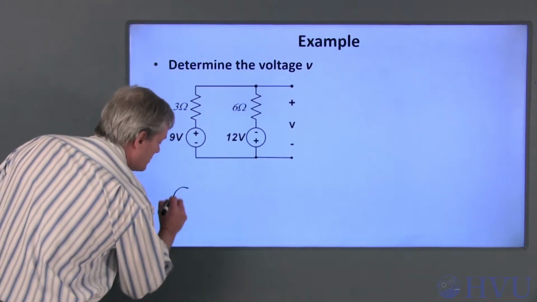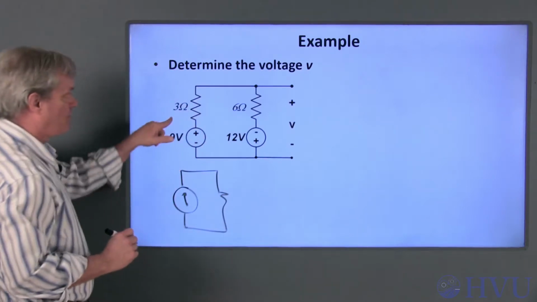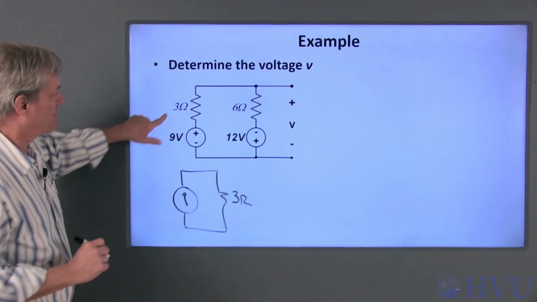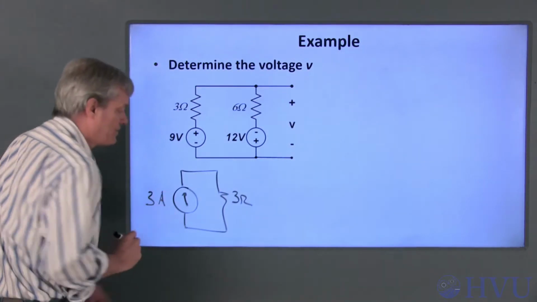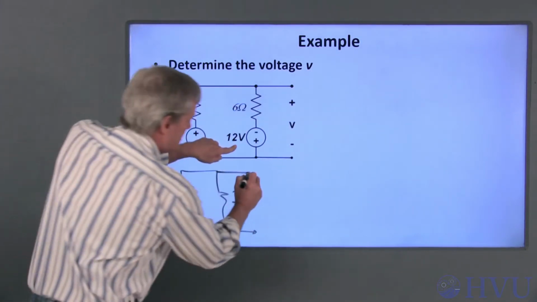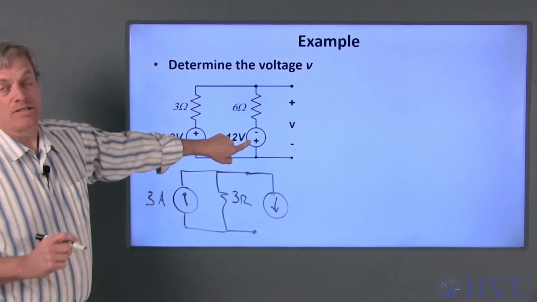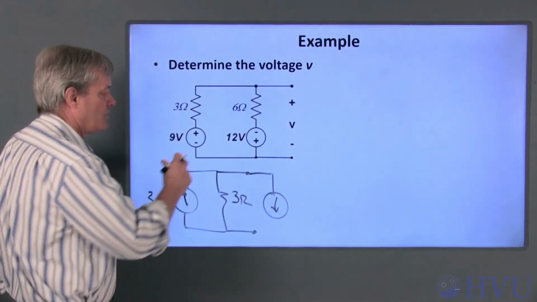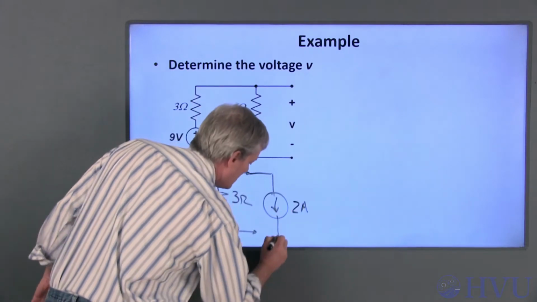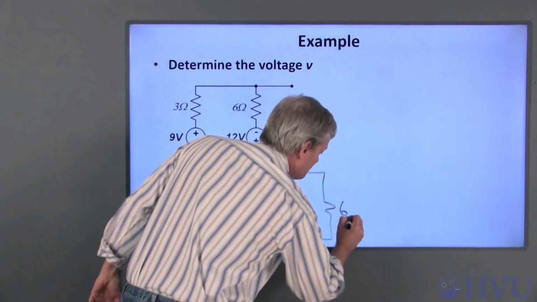So this combination can become a current source in parallel with a resistance. The resistance doesn't change, it's 3 ohms, and this current is 9 volts divided by 3 ohms, or 3 amps. This combination is connected here. It's a current source. Its direction is going to be this way because the positive terminal is down here on this voltage source, and its current's going to be 12 volts over 6 ohms, or 2 amps. And that is in parallel with this 6 ohm resistance.